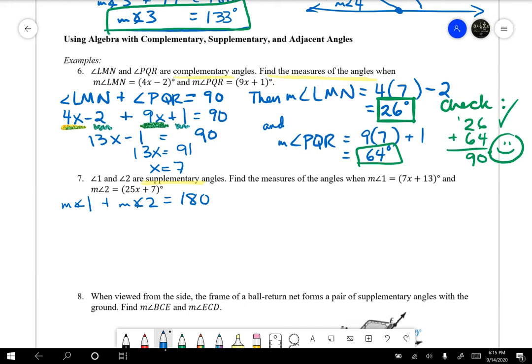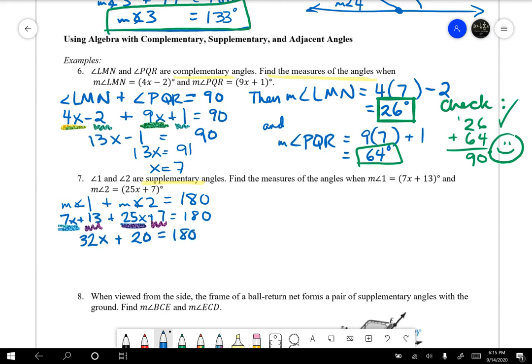Now angle 1 is 7x plus 13. Angle 2 is 25x plus 7. And now we can combine our like terms. The x's can go together. The numbers can go together. So I have 32x plus 20 equals 180.